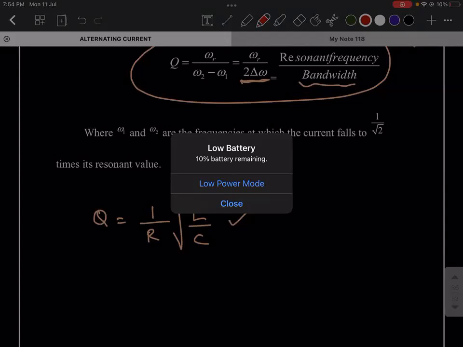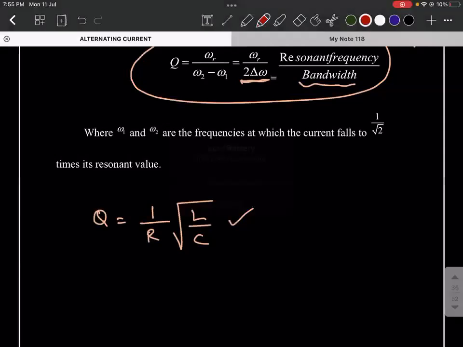So, we'll do problems tomorrow. I have to search for the assignment.